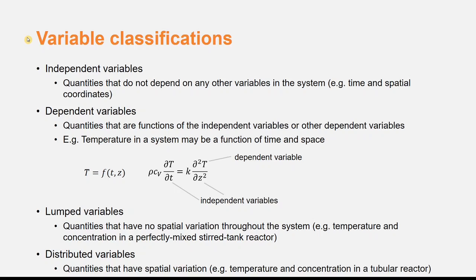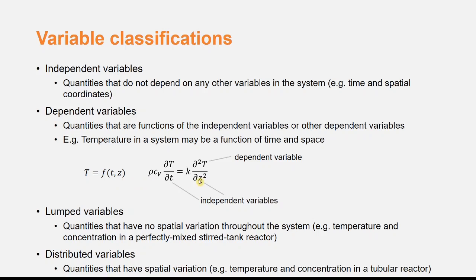Variables can also be classified as independent or dependent, which we have briefly touched on already. Independent variables do not depend on any other variable in the system. They are usually time and spatial coordinates. Dependent variables depend on one or more independent variables or other dependent variables. For example, the temperature may be a function of time and spatial position.